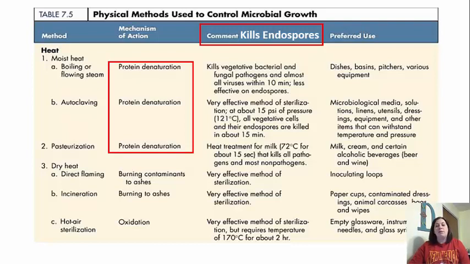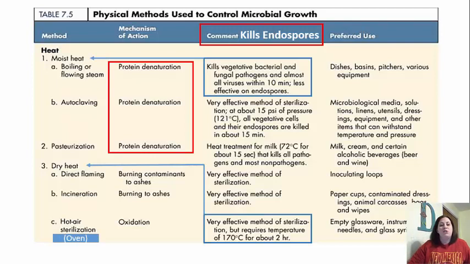Pasteurization is a heat treatment for things like milk. It brings it to 72 degrees Celsius for about 15 seconds, and it kills all pathogens and most non-pathogens, those that are responsible for spoilage. Okay, but if you'll notice, it does not talk about endospores. We also see in this chart, it shows you preferred uses. When would we use these types of heat?